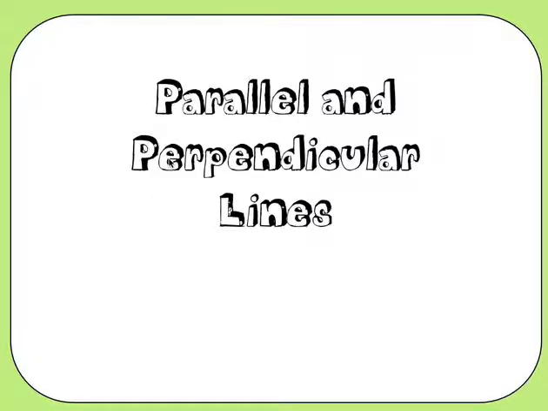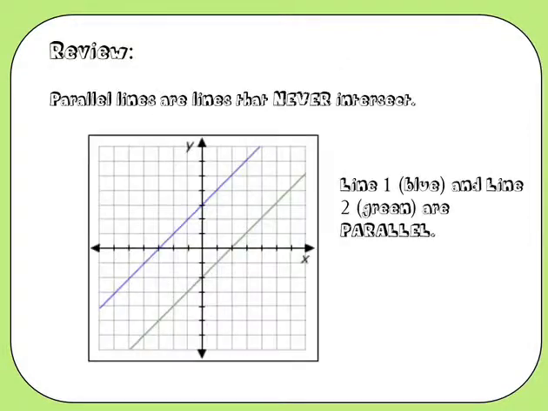Today we're going to be looking at the equations of parallel and perpendicular lines. So the first thing we need to do is to review these terms, and they should be a review. Parallel lines are lines that never intersect. So in the coordinate plane, when you see them, they look like railroad tracks. So line 1 in blue and line 2 in green are parallel.